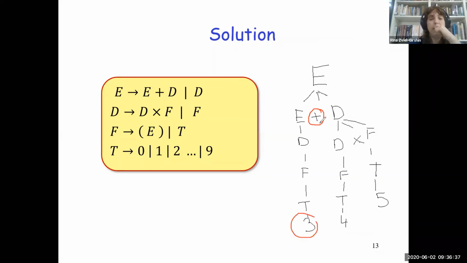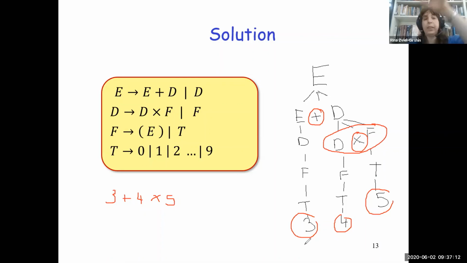So we have 3 plus. Then we look at what we have after plus, and after plus, we have 4 multiplied by 5. Therefore, from the D, we derive D multiplied by F. And from D, we derive the digit 4. We move from D to F to T, and we have 4. And then the multiplication sign. And from F, we derive T, and we derive 5.